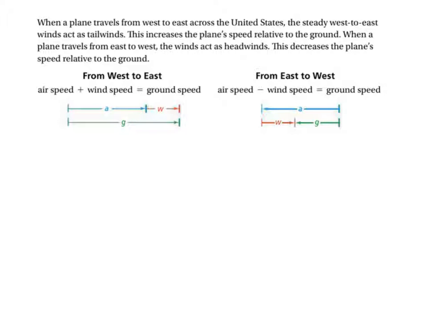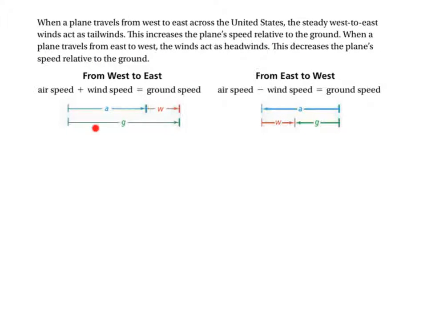Still not happening. But anyway, this is when a plane travels, and again, all these kind of look this way, from west to east across the U.S. Notice the way the arrows are going here. The steady west to east winds act like tailwinds. That means it pushes the airplane. This increases the plane's speed relative to the ground. When a plane travels from east to west, though, the same winds act as a headwind, so it works against them, like swimming upstream. This decreases the plane's speed relative to the ground.